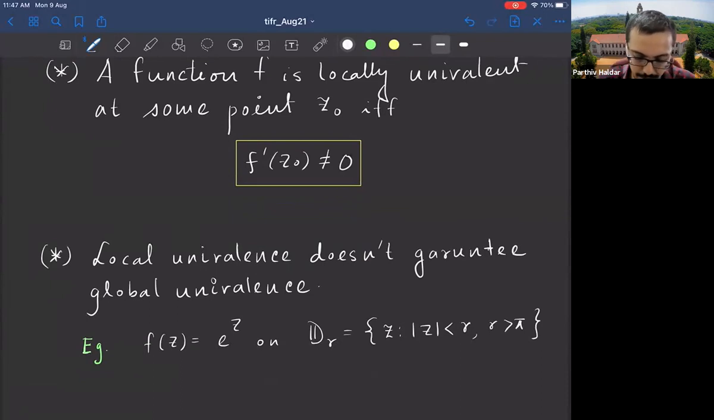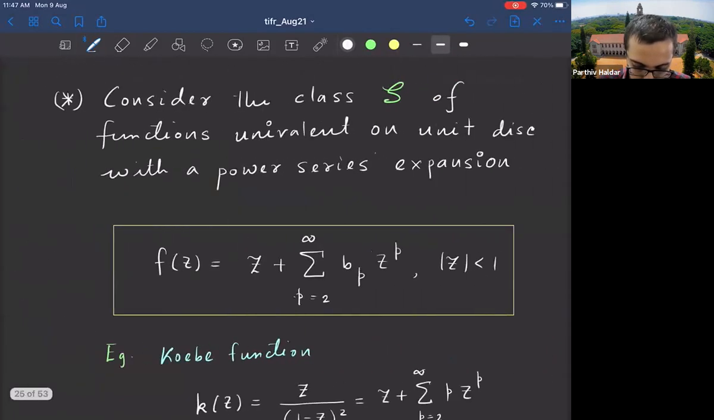So finding a condition for global univalence is a difficult question altogether. But suppose you know some way to know that something is a globally univalent function over some domain, then you have some very interesting bounding properties that this function satisfies. We are going to consider a class of functions which are univalent on the unit disk, and normalized such that, because the first derivative is non-vanishing, you can divide any univalent function on the unit disk by its first derivative, so that it's normalized in this power series form.